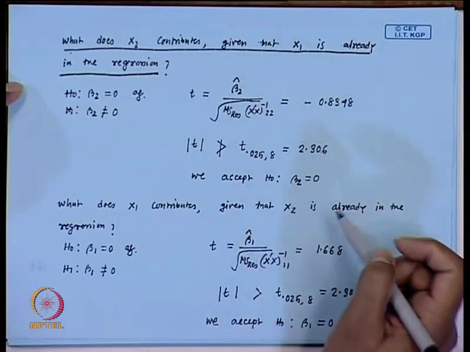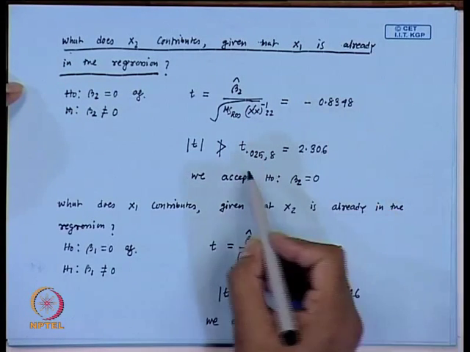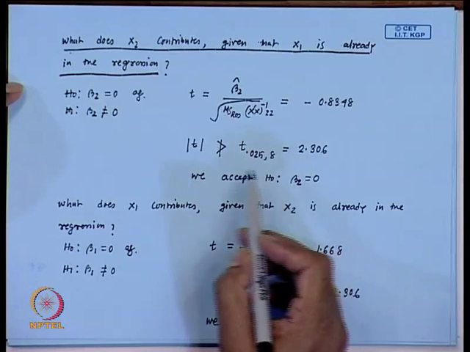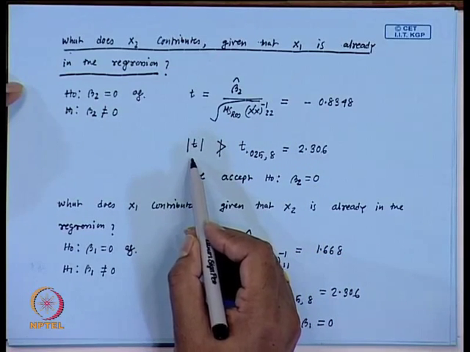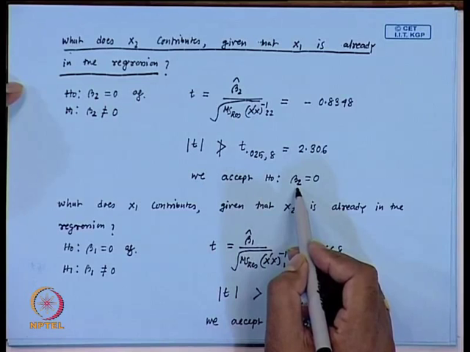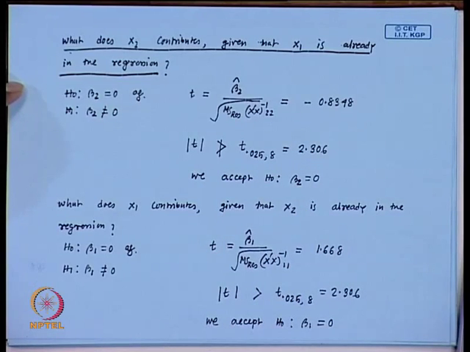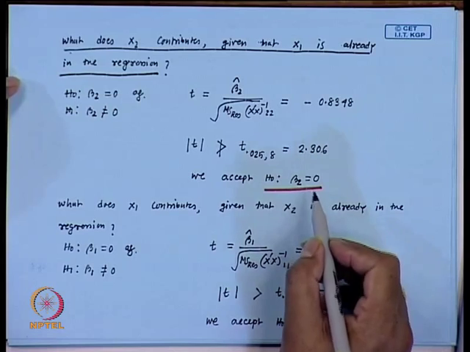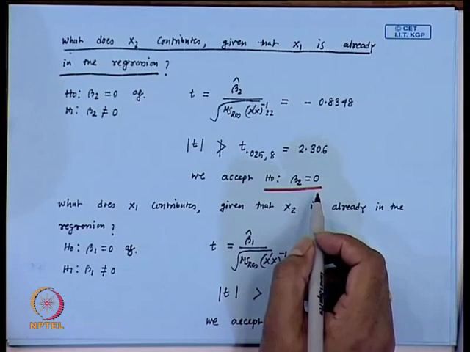Here the T value is this one. Now, the tabulated T value is 2.306, and the observed value is not greater than the tabulated value. So, that means we accept the null hypothesis that beta 2 is equal to 0. Accepting the null hypothesis beta 2 equal to 0 means that the second regressor x2 is not significant in the presence of x1.